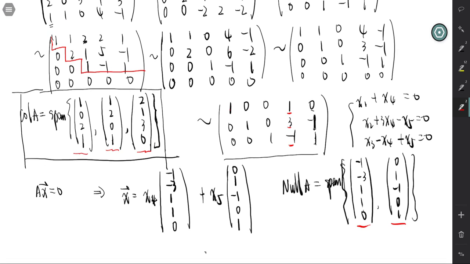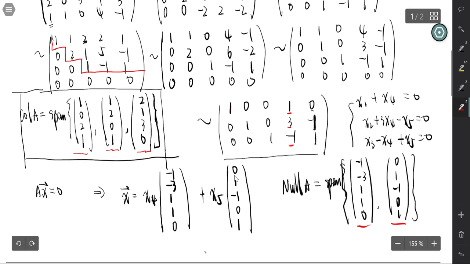So actually, if we want to find the null space and the column space, we just reduce the matrix to the reduced row echelon form. We use row reduction.